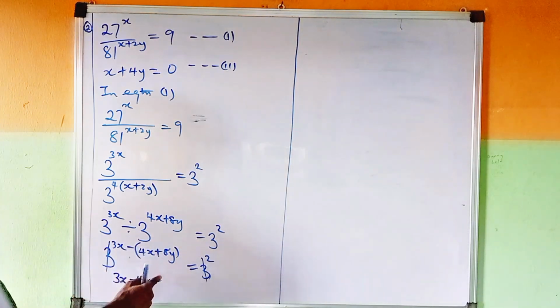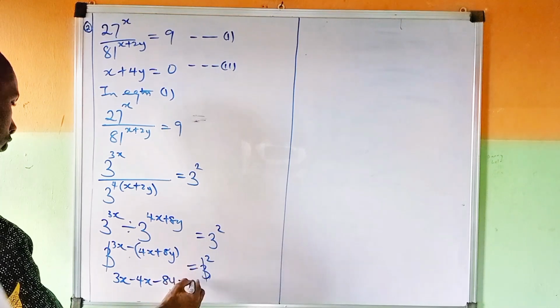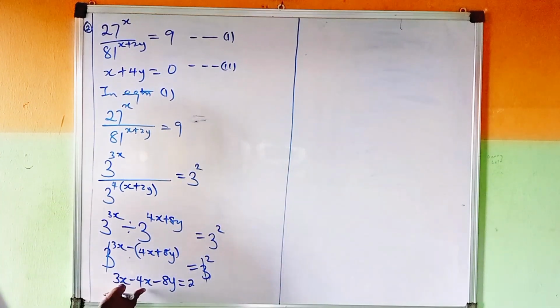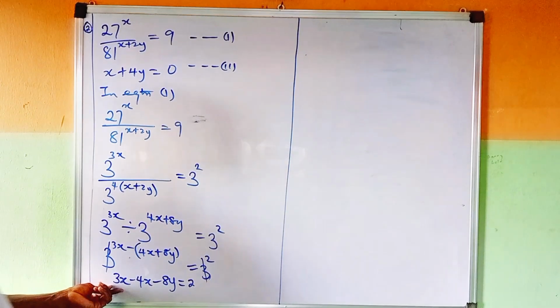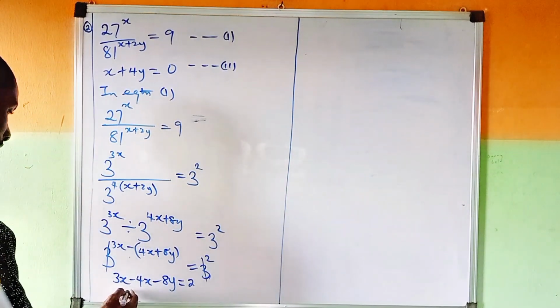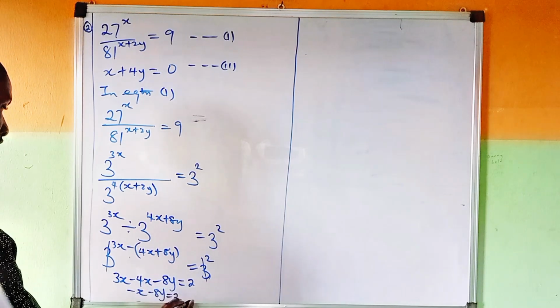So this is minus times plus is minus 8y, all equal to 2. So 3x minus 4x is what you are owing, 4 naira. You have 3 naira. If you pay the 3 you have, you still have a debt of 1 naira. So that is minus x minus 8y equal to 2.